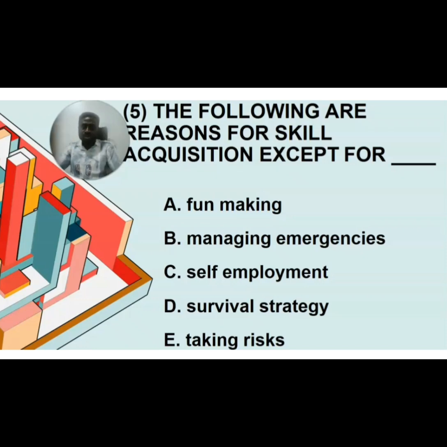Then taking risks. When you acquire skills, it takes risk to implement what you're doing, to seek for contracts, to get jobs done. And sometimes you might do a job and someone might say it is not well done and maybe it has to be redone. You have to refund money. But there's a lot of risk taking in carrying out skills that are learned through different vocational means. So the actual answer that stands out here, or the odd one out, is A, fund making.